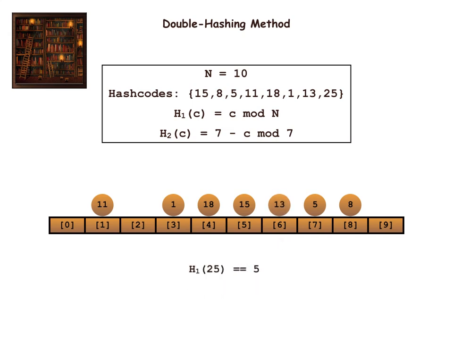And then last but not least, 25 maps to location 5. However, 5 is occupied, so we plug 25 into the second hash function. We get 3, so we're going to go 3 spots to the right. 8 is occupied, go 3 spots to the right again. 1 is also occupied, 3 spots to the right. Occupied, 3 to the right. Occupied, 3 to the right. Location 0 is unoccupied, thus 25 would go here.